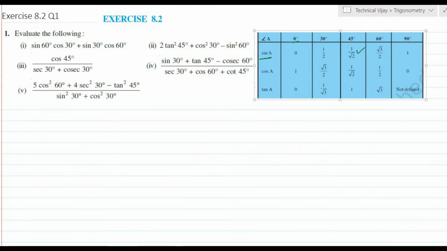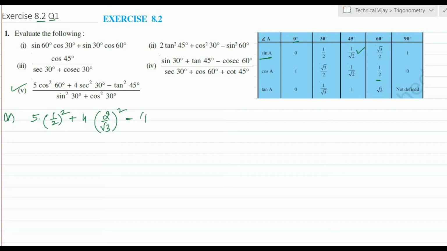Exercise 8.2, question number 1, that is the fifth portion. So here the fifth one: 5 into cos 60. Here cos 60 is equal to what? 1 by 2, that is whole square, (1/2) square. So plus 4 sec 30. Sec 30 means the reciprocal of cos 30, you see, that is 2 by √3. This is sec 30, that is square. Minus tan 45. Tan 45 is equal to what?